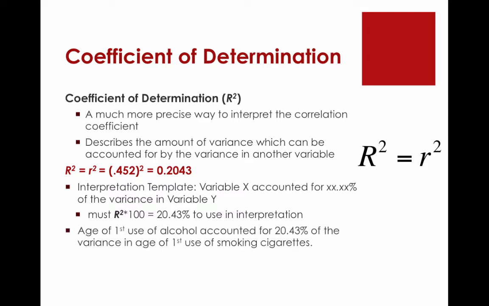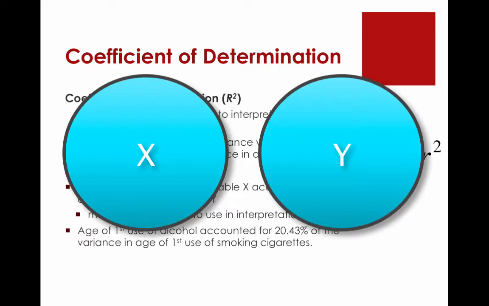So here we go. Age of first use of alcohol accounted for 20.43% of the variance in age of first use of smoking cigarettes. Variable x was alcohol, variable y was smoking cigarettes, and our coefficient of determination was 20.43%. So this is visually what's really going on when we think about coefficient of determination and the variance that these two variables share. We have variable x, and we have variable y.